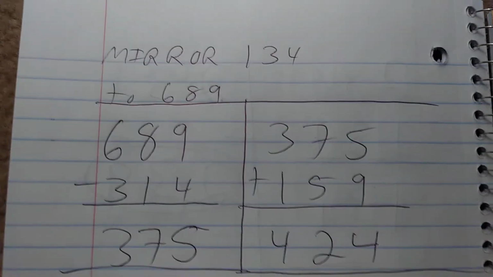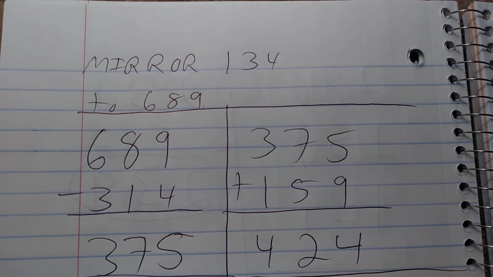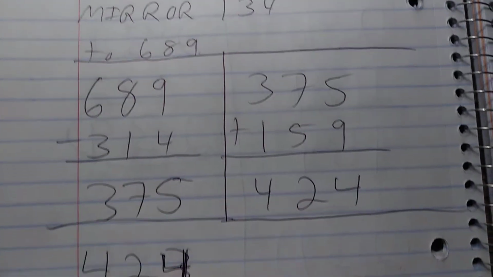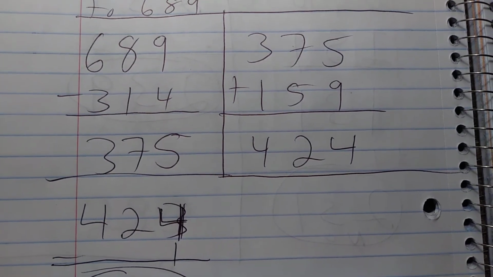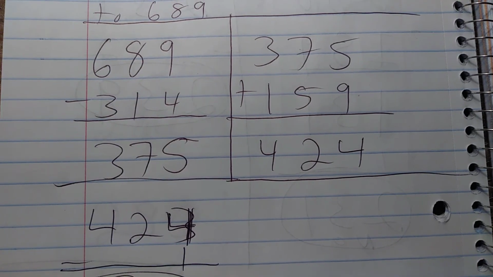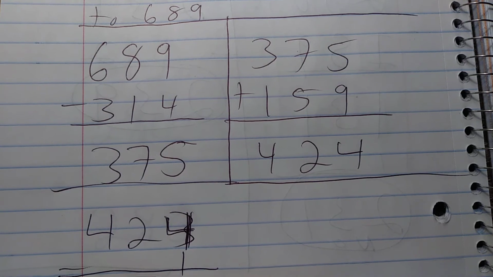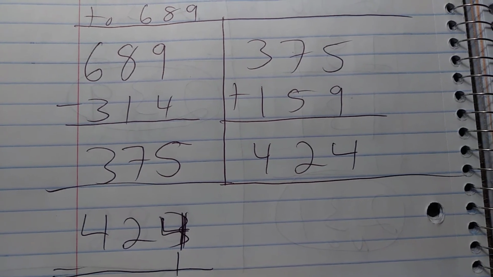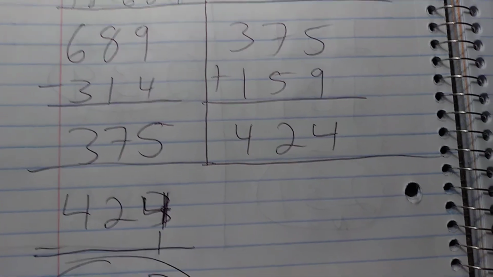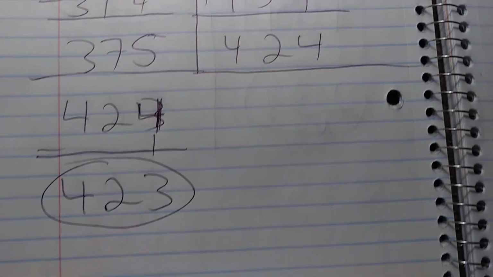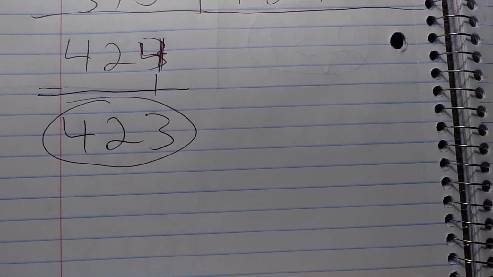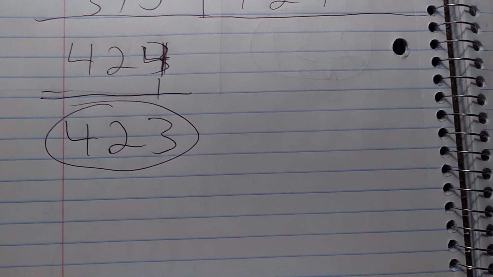And then you're going to mirror the 134 again to 689. 689 minus 314 is 9 minus 4 is 5. 8 minus 1 is 7, and then 6 minus 3 is 7, so 375. Add 159 to 375, and that's 424, and then 424 minus 1 off the 4 would be 423.